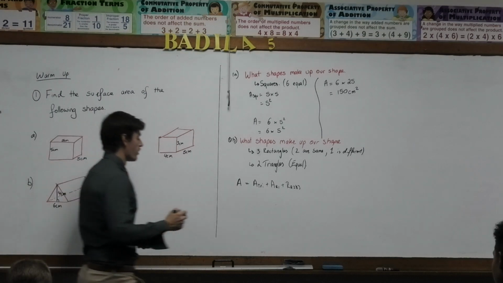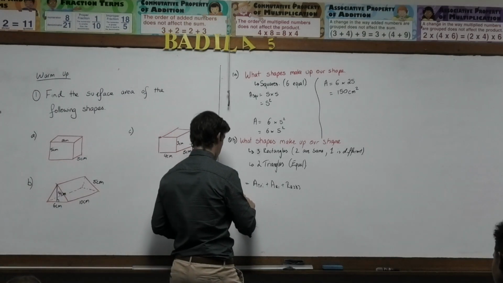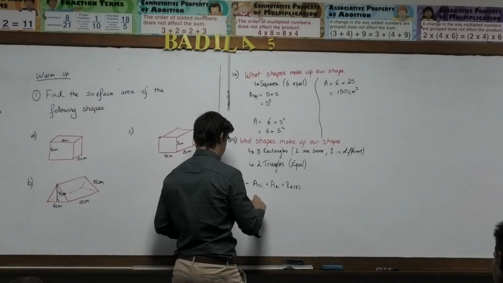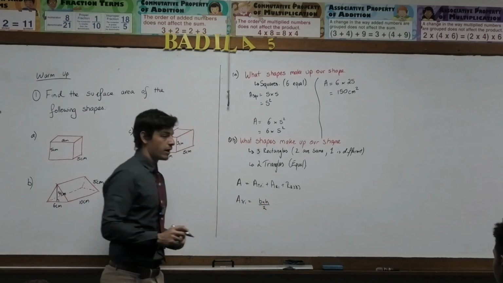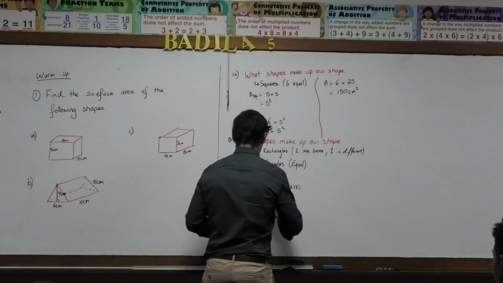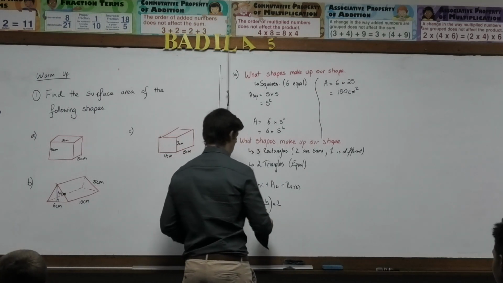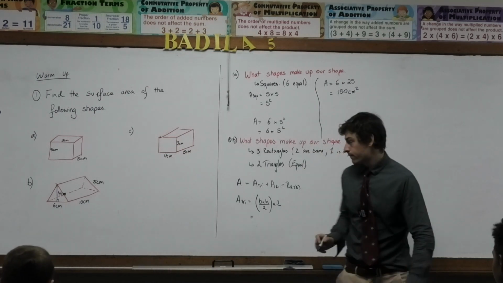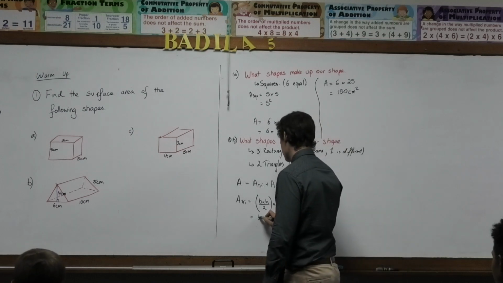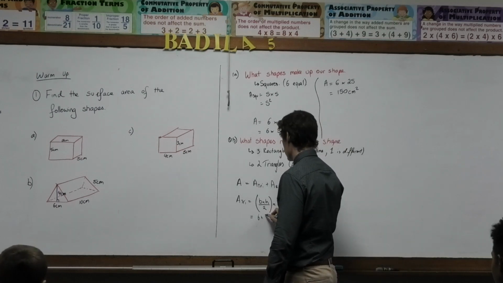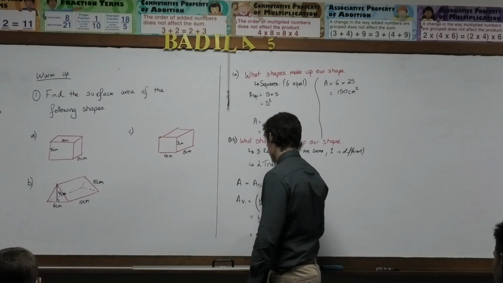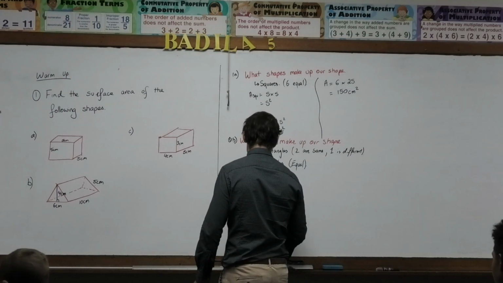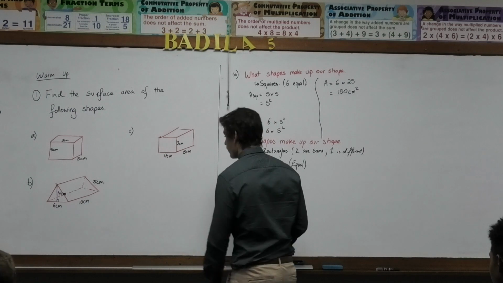Why don't we start with the triangles? Area of a triangle equals base times height divided by 2. How many of those do we have? 2. So we should have that times 2. So what's my base? 6. So I should have 6 times 4 divided by 2, times 2, and that gives me 24 centimetres squared.